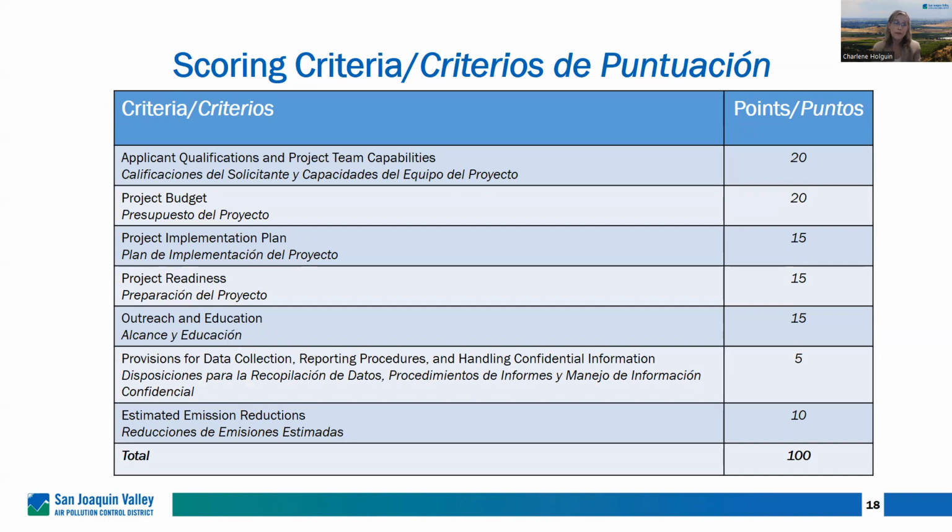So the scoring criteria for the ranking of the proposal: 20 points will be allowed for applicant qualifications and project team capabilities, 20 points for project budget, 15 points for project implementation plan, 15 points for project readiness, 15 points for outreach and education, 5 points for provision of data collection and handling confidential information. And then we have 10 points for estimated emissions reductions.